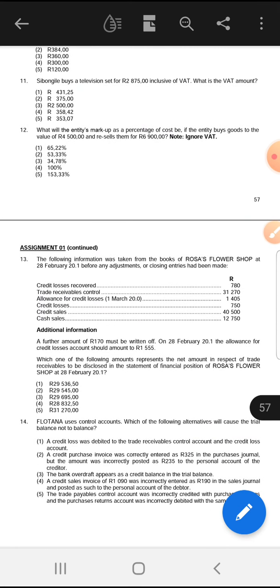Okay, question 11. Spongile buys a television set for 2,835 inclusive of VAT. Guys, what can I do? I will send you my screencast for VAT, which is knowledge for FAC1501. So okay, I will send you the screencast for VAT.